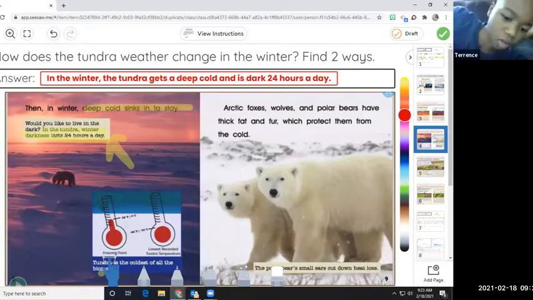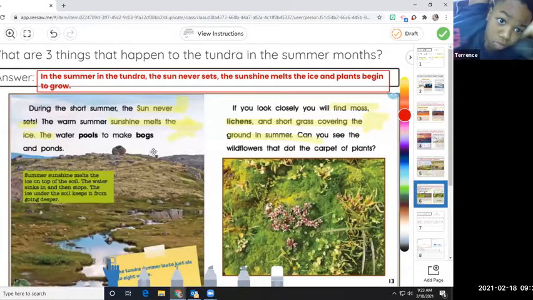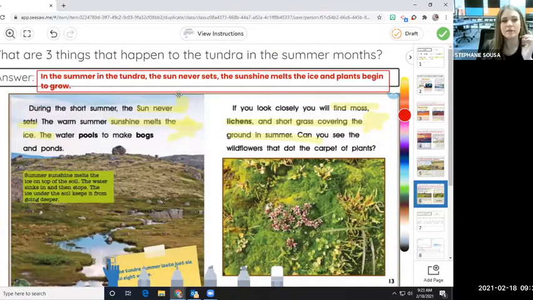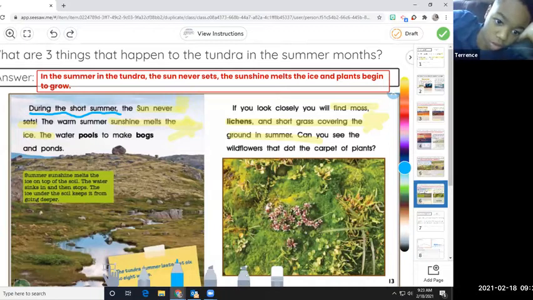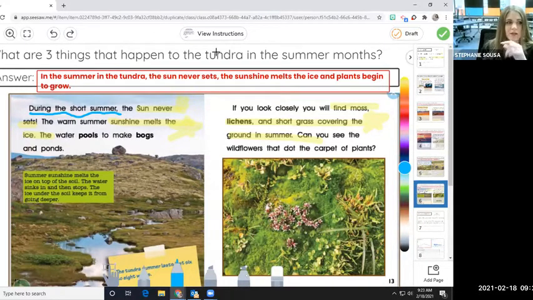I don't get slide 6. Slide 6 says, what are 3 things that happen to the tundra in the summer? So we look for the text where it says during the summer, and then we're looking for things that happen. What takes place during the summer? The sunrise melts the ice. Yep, that's one thing, and it's asking you for 3, so you can write that, and then you'll find 2 more. Okay? All right. William, question.